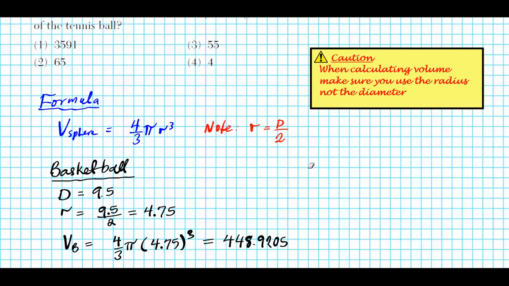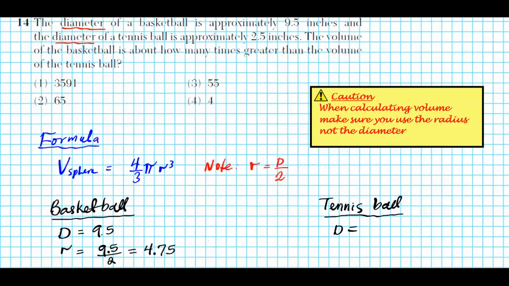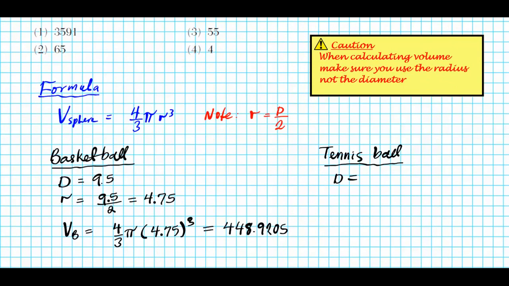Now let's go ahead and find the volume of the tennis ball, and then we'll do the comparison of their volumes. So, tennis ball. The diameter of the tennis ball is 2.5, what's the unit, inches. So it's 2.5 inches. That's not what we're using to calculate the volume. We're going to be using the radius, which is half of the diameter, 2.5 over 2. You can divide this with your calculator. You end up with 1.25.